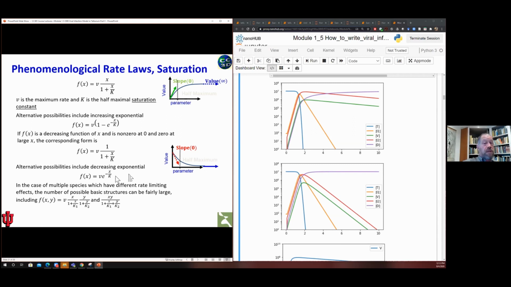And you could have an exponential decay, v times e to the minus x over k. Now, that's for a single variable. If you have multiple variables, you have to combine these saturation terms, and then things get a little bit more complicated because there are multiple ways that make sense that you can do this combination. I could multiply the saturation term in x times the saturation term in y, or combine them in a variety of other ways. As we go on, we're going to make some guesses about those saturation forms, but we're not going to go into great detail. We can play with those in the exercise.